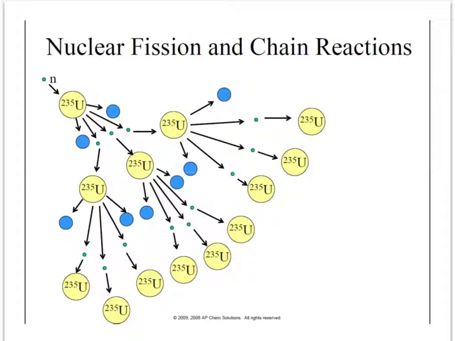What the goal is then in a nuclear power plant, when they're trying to control this reaction, is that they don't want a huge amount of energy released all at once. They want it slowly released, so they can generate energy from it. They'll have what are called control rods, and control rods are just inert rods that can absorb neutrons.